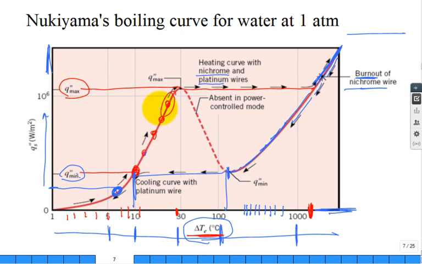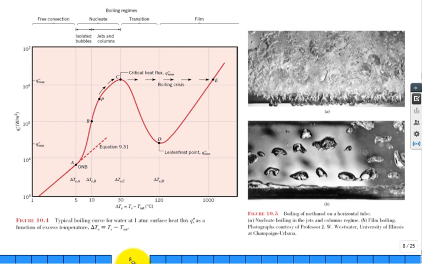So this is some hysteresis. It's like if you're going this way, boom. Or if you're going that way, boom. And then later, people were able to get very good controls, and they're able to explore in this region. But that's pretty difficult. Okay. That's Nukiyama's experiment.